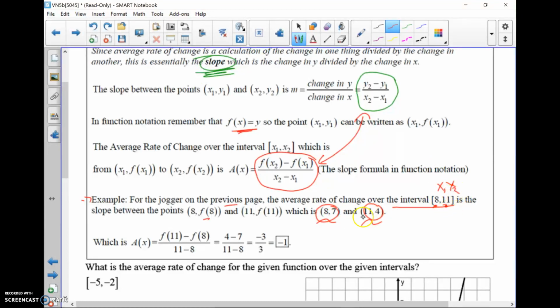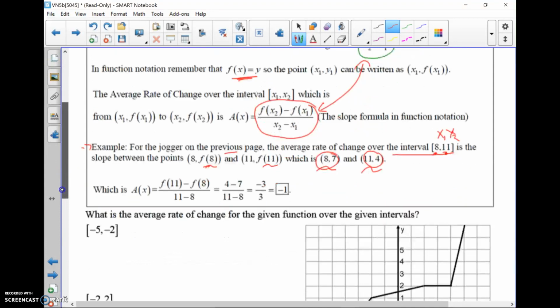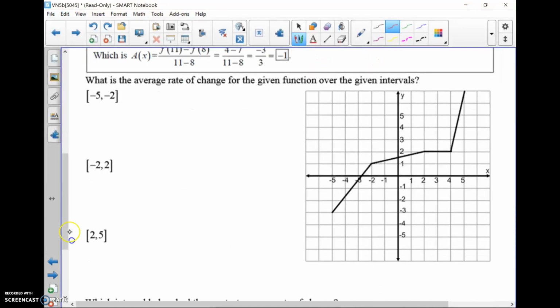First we have to figure out the y's that go with them so that we can do the slope. So we had to find out what f of 8 was and what f of 11 was. I'll show you an example down here. It wants to know the average rate of change for the given function over the given interval. We're going to use this graph as our function, and it wants the average rate of change over the interval -5, -2.